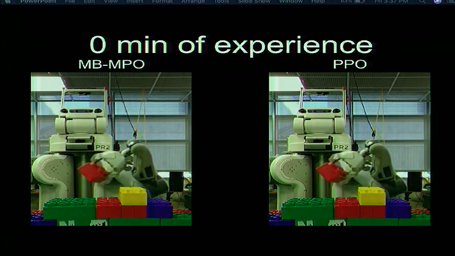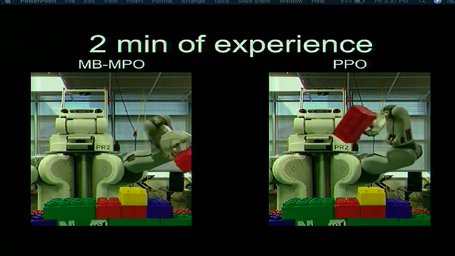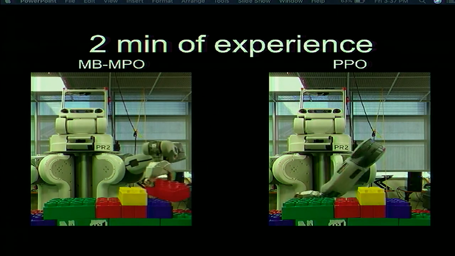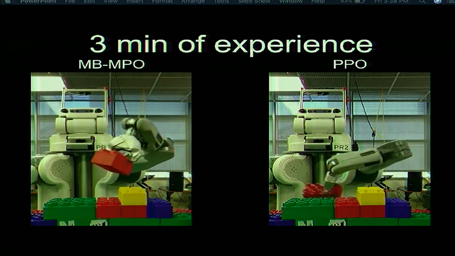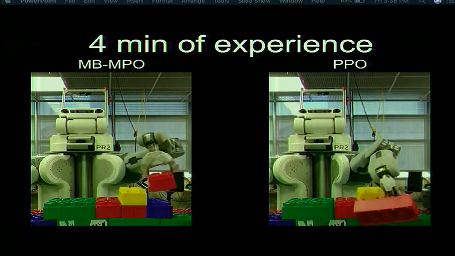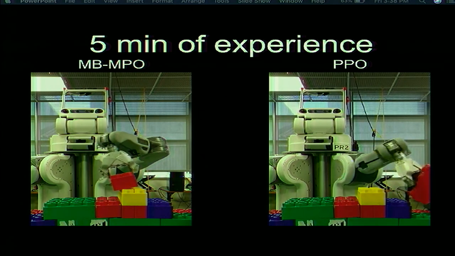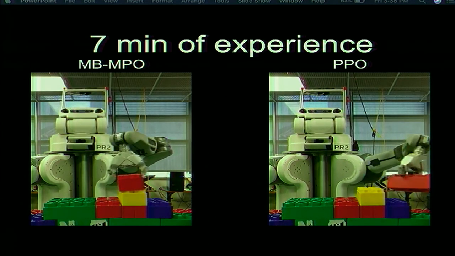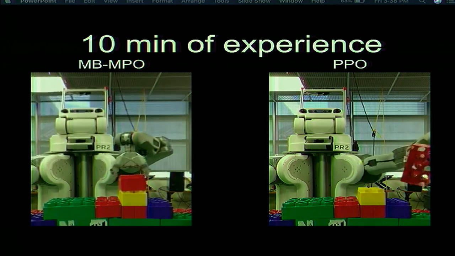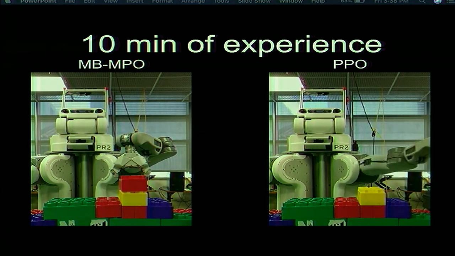We finally tested on the real PR2, and the task is pretty straightforward. It's just put the red block on top of the yellow one. And we see that with just 4 minutes of experience, it's sort of doing it. It's getting close, and it will take about 10 minutes of real-world interaction to actually solve the task. In contrast, PPO is still doing random actions by that point.